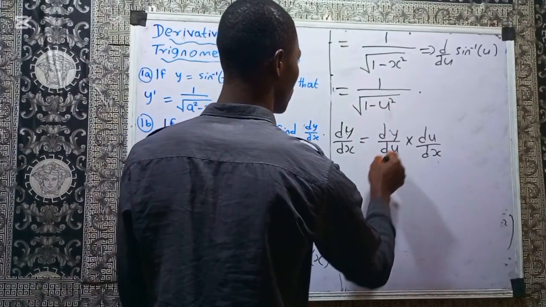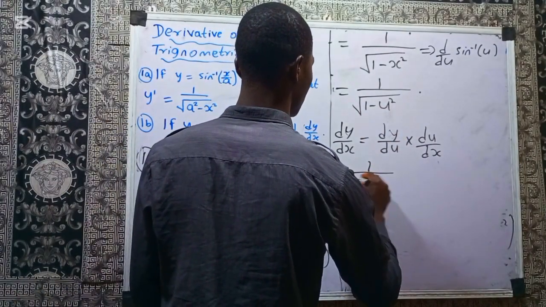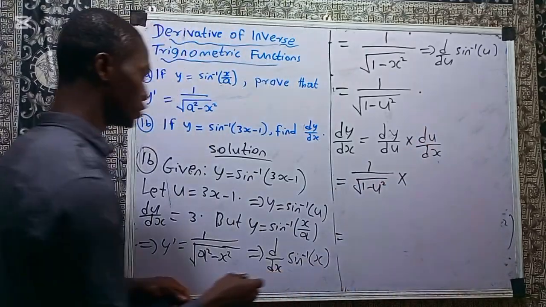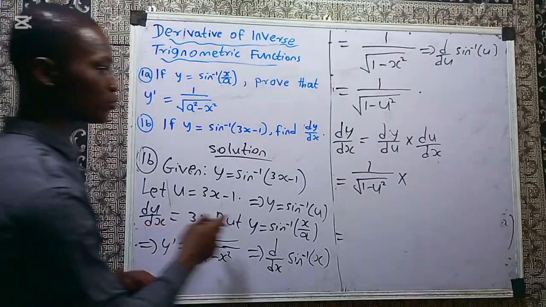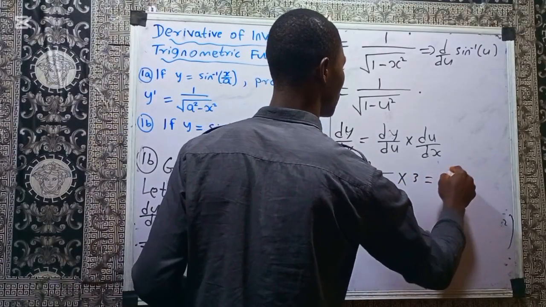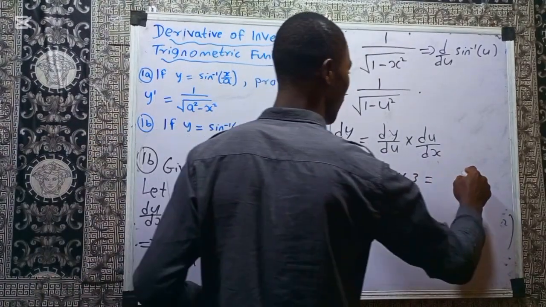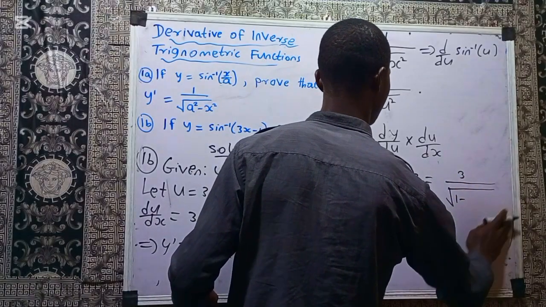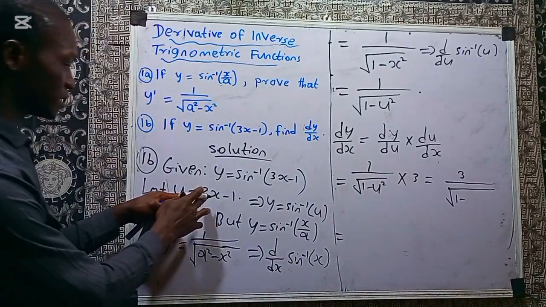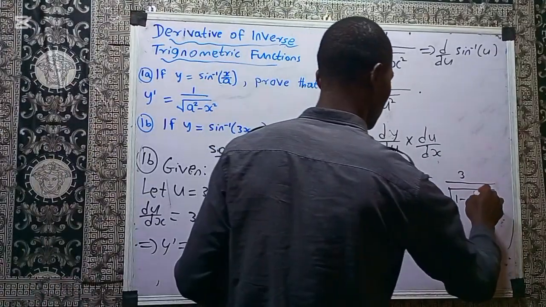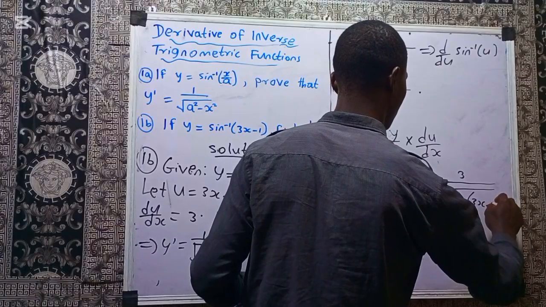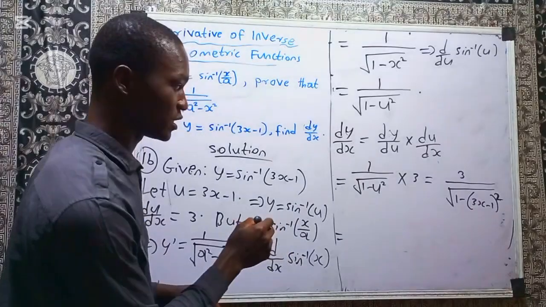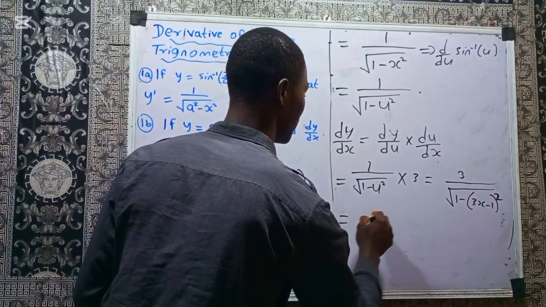So this will be equal to dy du, which is 1 over square root of 1 minus u squared, multiplied by du dx. Du dx we got to be 3, right? So this is equal to 3 times 1, so we have 3 divided by square root of 1 minus u squared, where u is 3x minus 1, so (3x minus 1) squared inside the bracket, right?